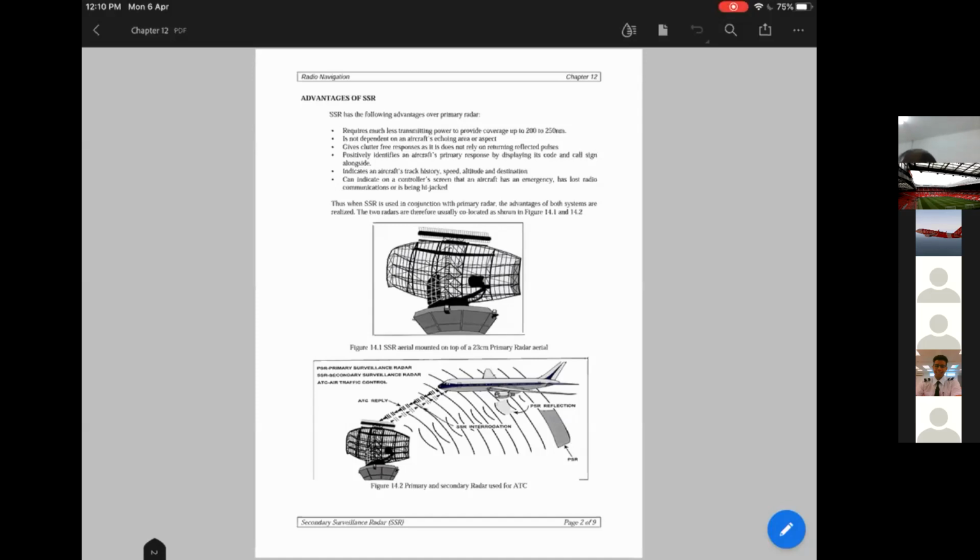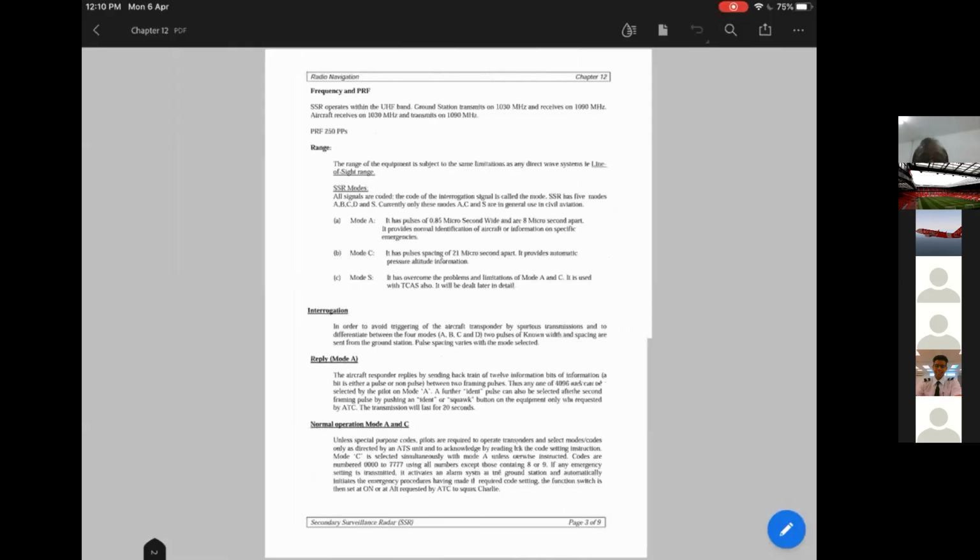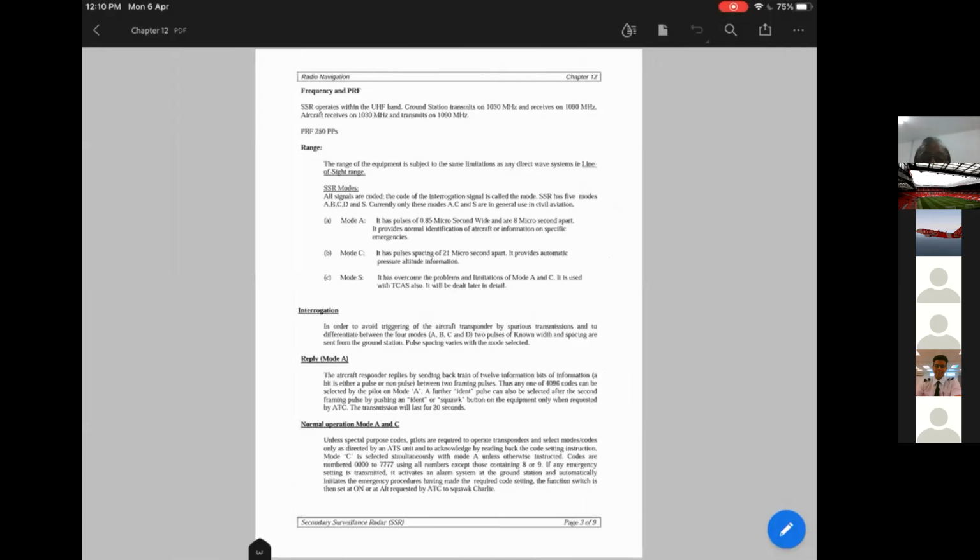Next page, please. Sorry, sir. Can you make the font a bit larger?